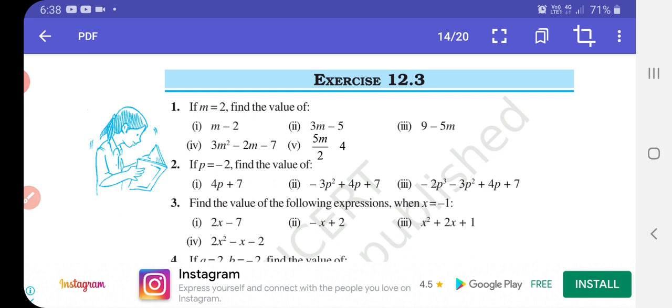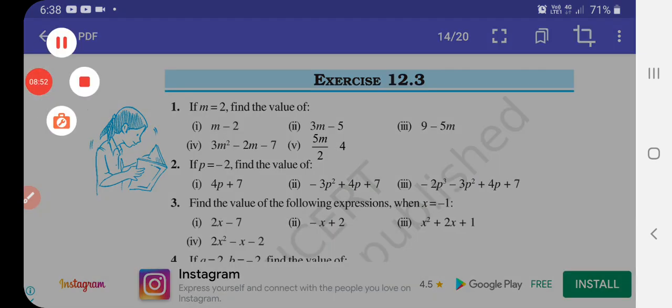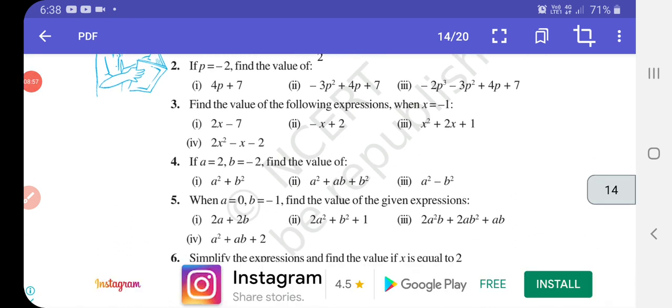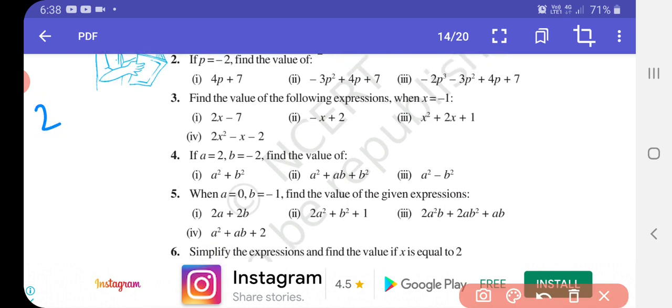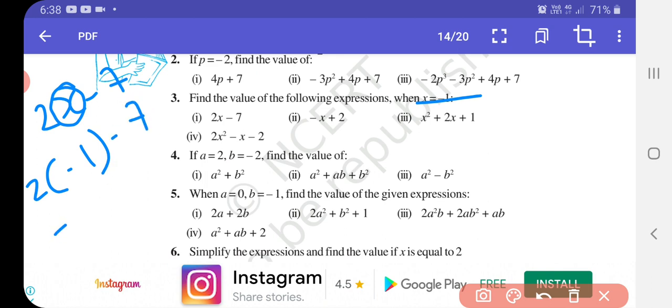Understand. Then question number 3, find the value of the following expression, x is equal to minus 1. You have to find the value with x equal to minus 1. So 2x minus 7 is given. Putting the value x is equal to minus 1, so you have to put it, so it is minus 2 minus 7, it's minus 9. Okay, understand. This type you have to solve question number 3 completely.